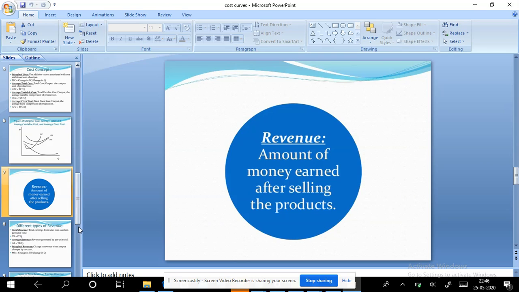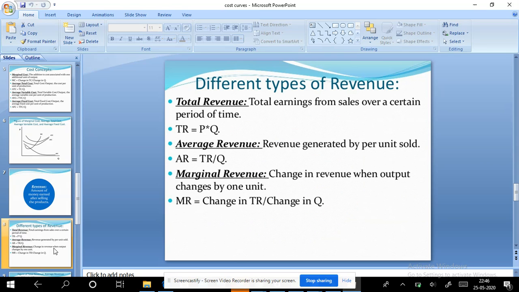And there are different types of revenue. Total revenue means when we sell the total quantity at a fixed price, that is P into Q, it is called TR. And then average revenue is TR divided by Q, that is called AR. And then marginal revenue means the additional revenue we get from selling an additional unit of production, that is called marginal revenue.